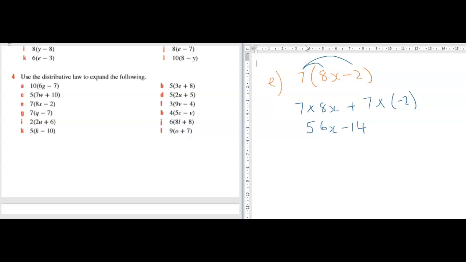So let's do another one. Let's do H. So we've got 4 times 5c minus v. We've got 2 different pronumerals now. So we've got 4 times 5c plus 4 times negative v. So 4 times 5c gives you 20c, and 4 times negative v is negative 4v.